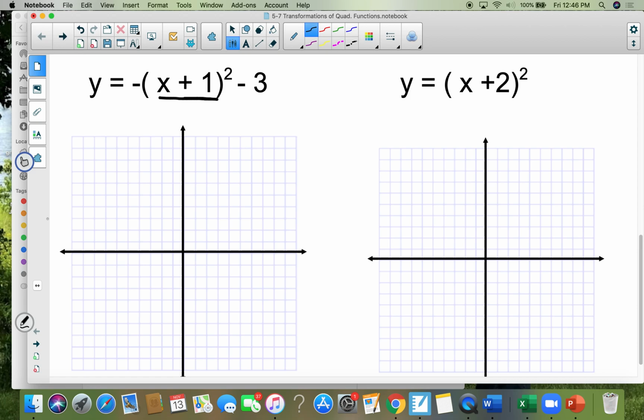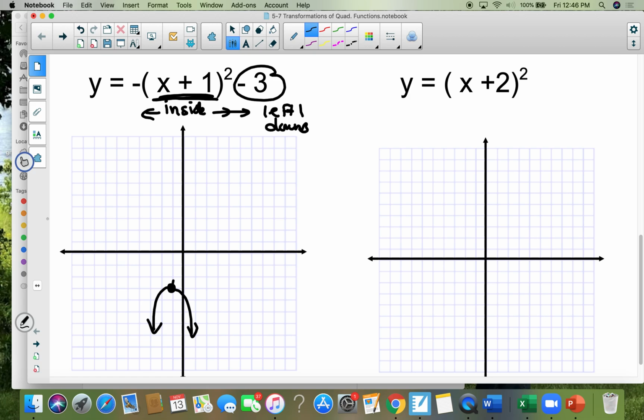Look where the 1 is located. It's located inside, so it moves it side to side. And since it's a positive 1, you move it to the left 1 and down 3. This moves it up or down. So we go to the left 1 and down 3. So there's my new vertex, and it's a negative, so you flip it upside down.